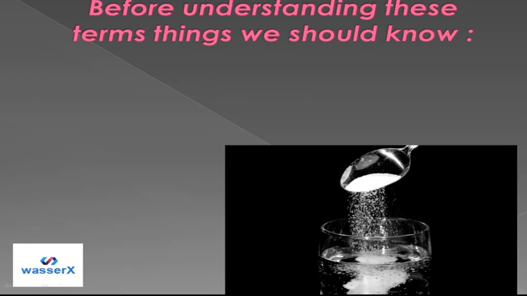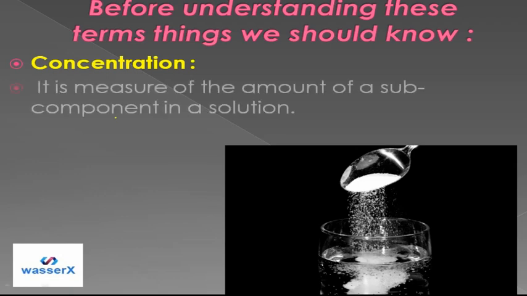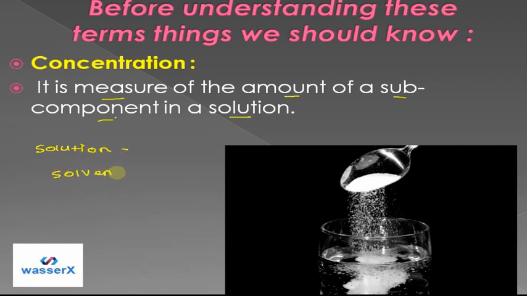Now, before going to active transport and passive transport, we must brush up on all the things that we have done earlier or know already. What are these things? First, we'll talk about concentration. Concentration can be defined as the measure of the amount of a subcomponent in a solution. When I talk about a solution, I talk about two things, solvent and solute. Solvent is something in which my solute is dissolved, and solute is something that gets dissolved in the solvent.